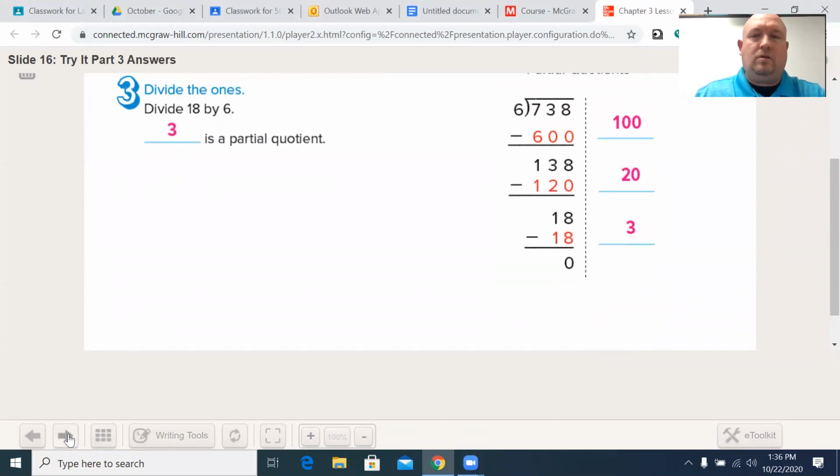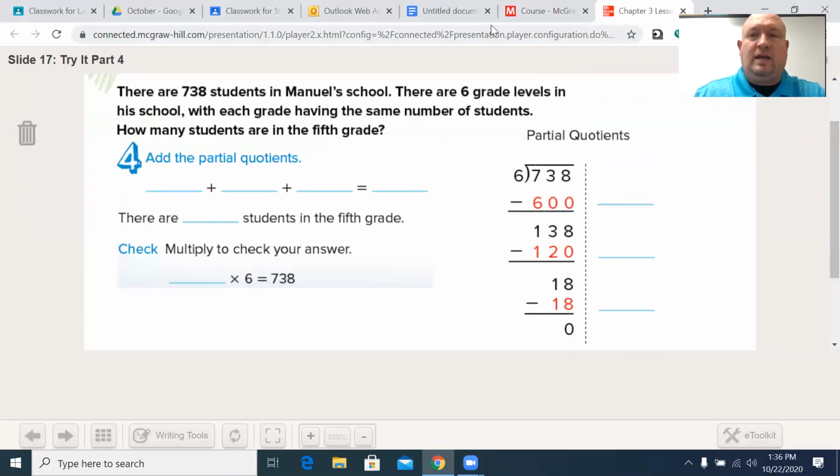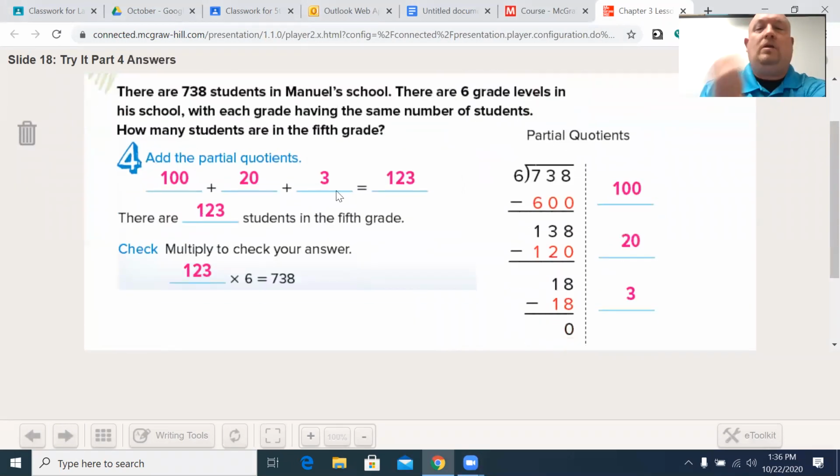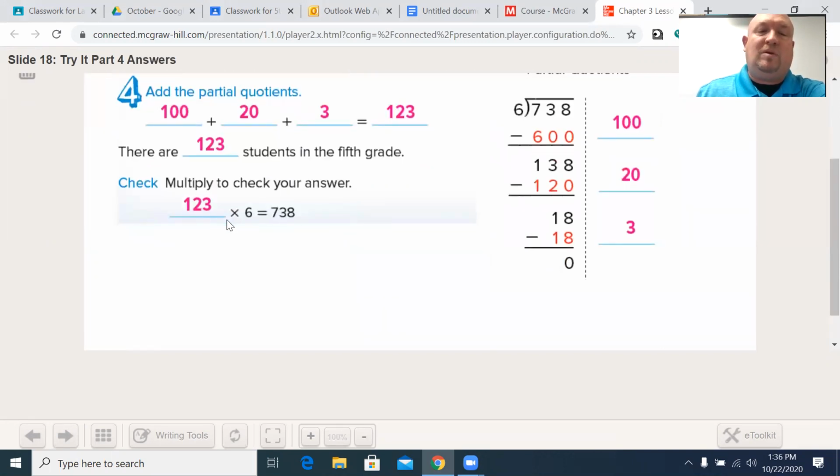See our answer key. Now we have to, step 4, add those parts together. So I'm going to go ahead and cheat and use the answer key here. We had 100 plus 20 plus 3, which is 123. There are 123 students in the 5th grade. I could check that answer by multiplying by 6. And if it comes out to 738 for its product, then we know we did well. I know this is different than the standard algorithm that you may be used to, but it is a very functional way to work, and it's a good mental method for doing long division.